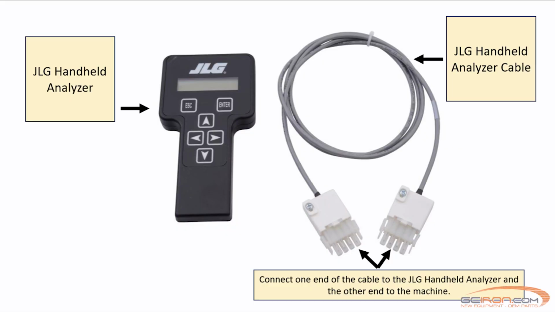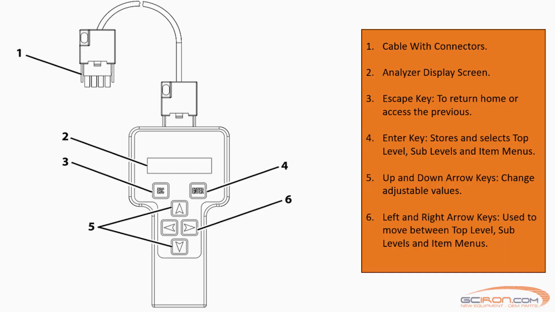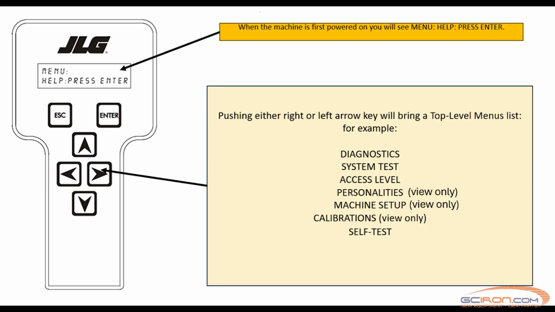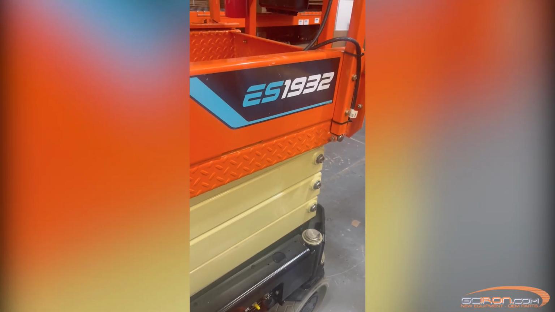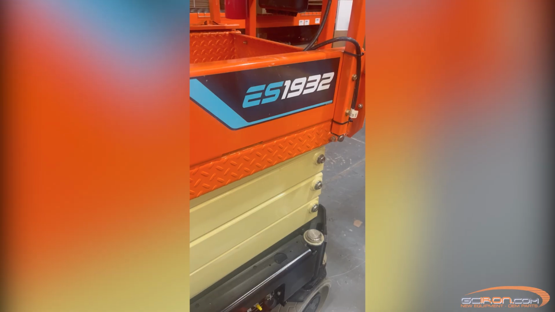In today's video, we're going to be showing you how to change access levels using the JLG Handheld Analyzer on a scissor lift. We are also going to be giving you an in-depth breakdown on all the top-level menu options and what they allow you to do. The JLG Handheld Analyzer is a must-know tool for diagnosing issues, adjusting machine settings, and performing calibrations on your machine.